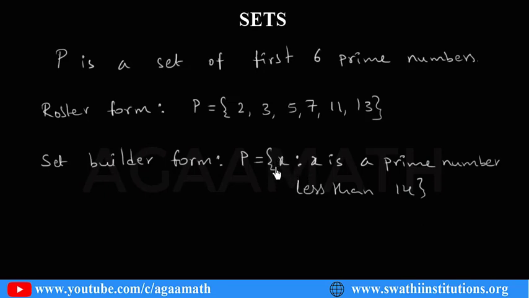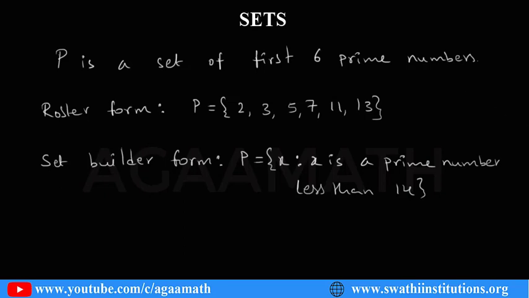Here, x is an element. So what is an element? Whatever numbers, objects, or things we write in a set are said to be the elements. It means 2 is an element, 3 is an element, 5 is an element. If we write names or numbers or anything in a set, those are the elements. So x is an element, and that element is a prime number less than 14, or you can write less than 15 or less than 16, because any prime number less than 16 also gives the same set. So this is a set builder form and this is a roster form.